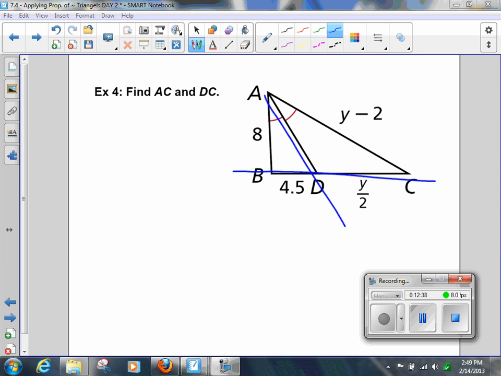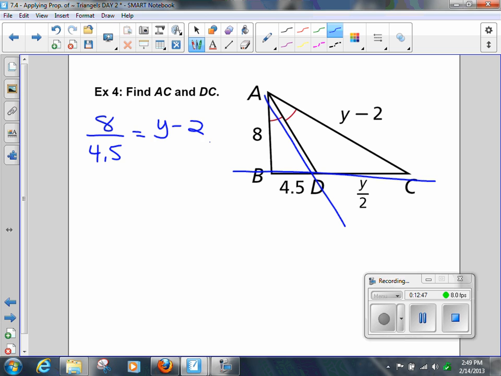Let's solve it. Here we go. 8 over something is equal to... Look, can we change it? Hold that thought. Can I write 8 over 1 times y over 2? Can I do that? Yeah. I'm just cross multiplying, and that is equal to 4.5 times y minus 2, right?